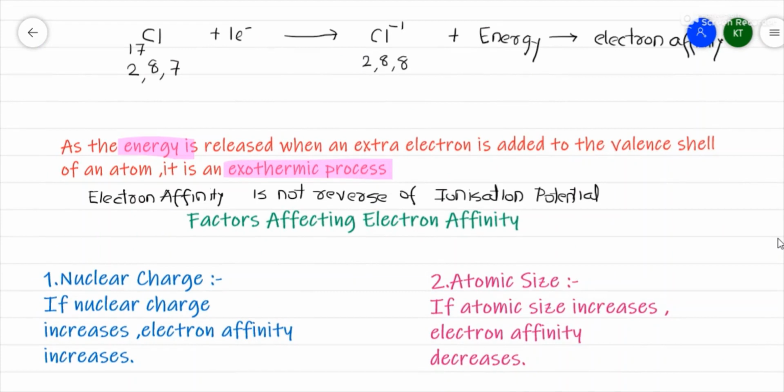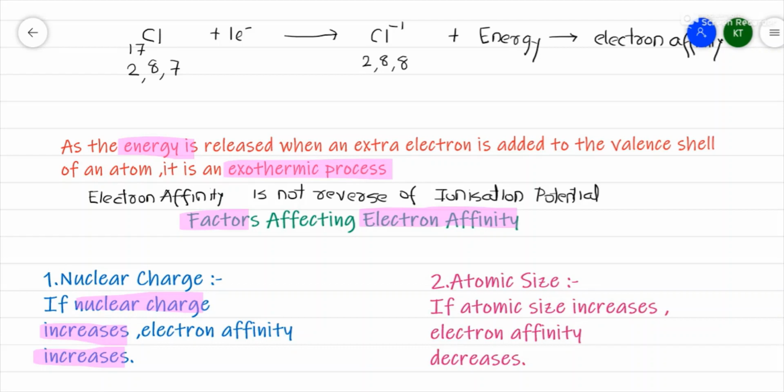Next, we discuss the factors which affect electron affinity. The very first factor is nuclear charge. If nuclear charge increases, electron affinity increases, so the atom will tend to gain electron very quickly.